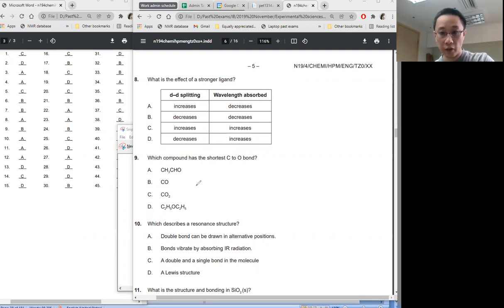And if you have practiced enough, then you should recognize immediately that CO, carbon monoxide, is a molecule that has a triple CO bond. If you don't recognize it, then at least you can use some Lewis structure determination method to recognize that carbon has 4 valence electrons, oxygen has 6, so you have a total of 10 electrons to fill up the structure.